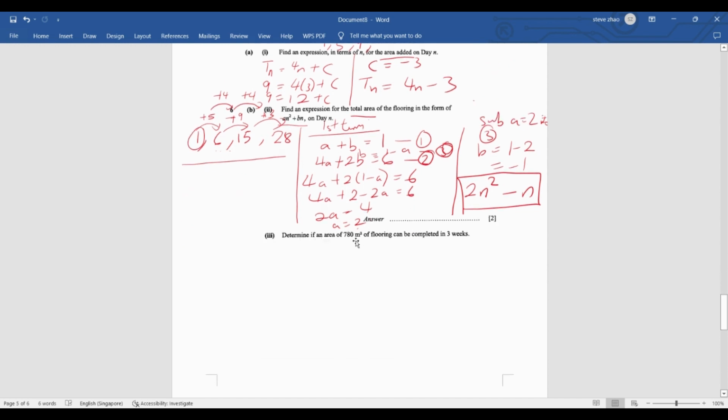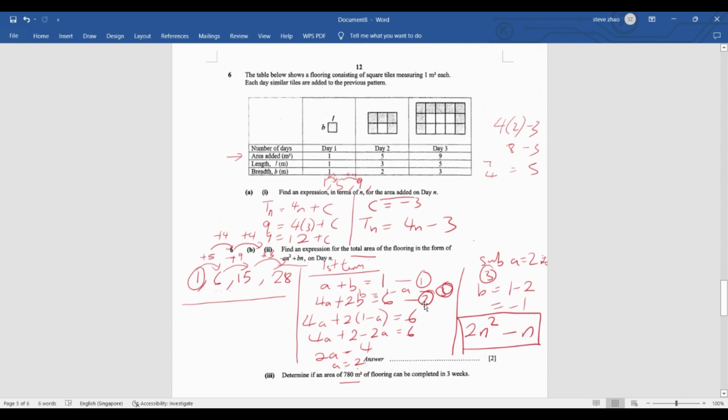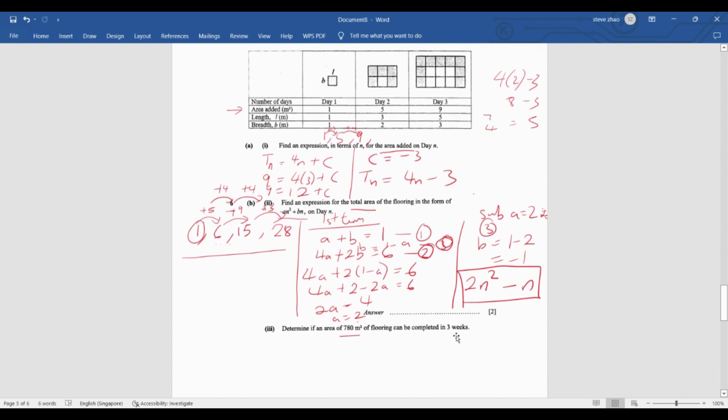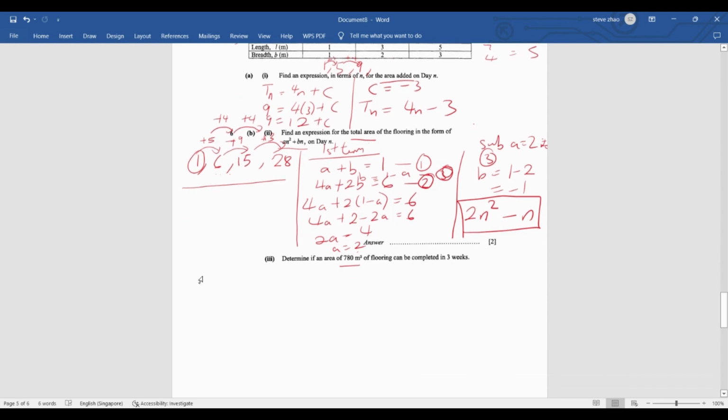Okay, can an area of 780 meters squared of flooring be completed in 3 weeks? That's easy. So first thing you must tell yourself, either you put in 780 and then you try to find n, or 3 weeks is how many days? 21 days. Put it into the n and see how many meters squared of flooring you get, which is easy. So I prefer to do the easier thing. I'll just do this. So Tn, T21 actually, because it's 21 days, is 2 bracket 21 squared minus 21.